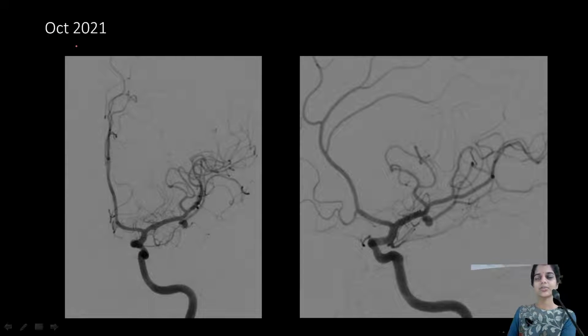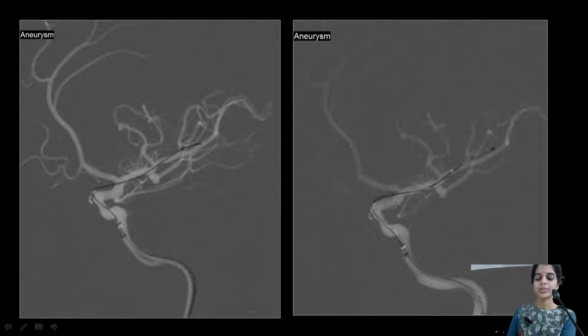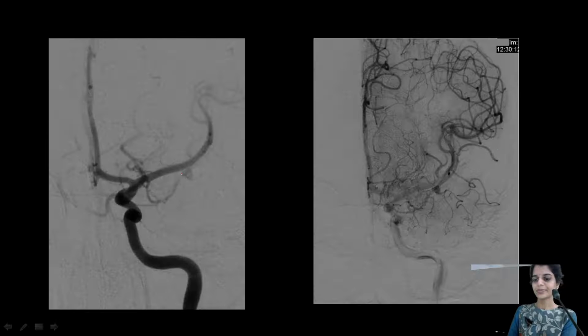So initially, we treated her in 2 sessions. The first session was in October 2021. So these are the initial diagnostic angiogram runs showing us the aneurysm. So here we are seeing that we have navigated the microwire and the microcatheter. We have used a Traxcess microwire and the Phenom microcatheter across the aneurysm distally into the inferior branch of the MCA. And from there, we have deployed the flow diverter.